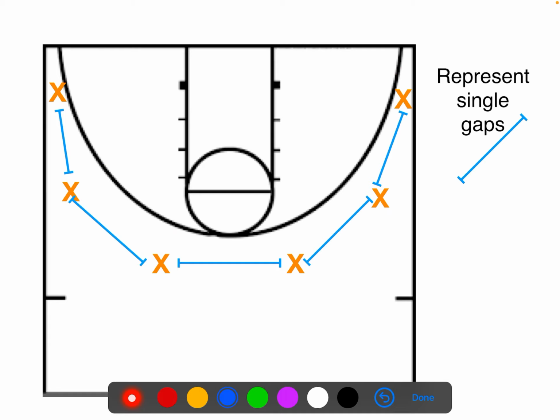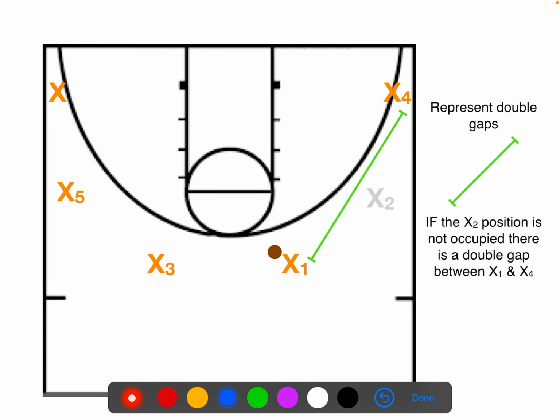Next, we talk about different size gaps. We have single gaps, which are just between our X's, and we also have double gaps. Here's 1, here's 2, would give us a double gap. If X3 was not here, let's get rid of X3, then there would also be a double gap on this side. So single and double gaps.